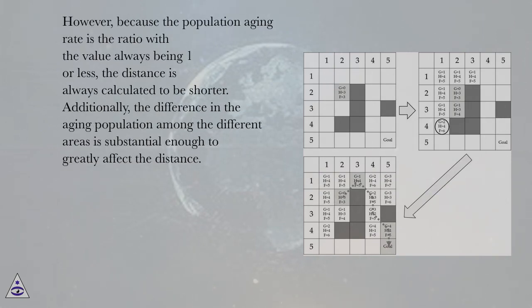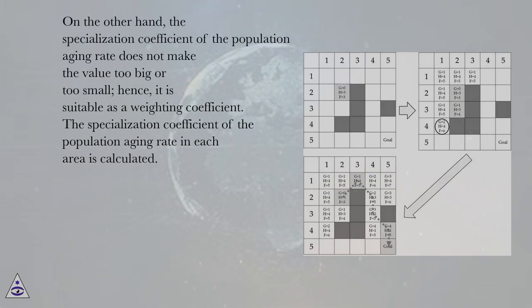However, because the population aging rate is the ratio with the value always being 1 or less, the distance is always calculated to be shorter. Additionally, the difference in the aging population among the different areas is substantial enough to greatly affect the distance. On the other hand, the specialization coefficient of the population aging rate does not make the value too big or too small, hence, it is suitable as a weighting coefficient.